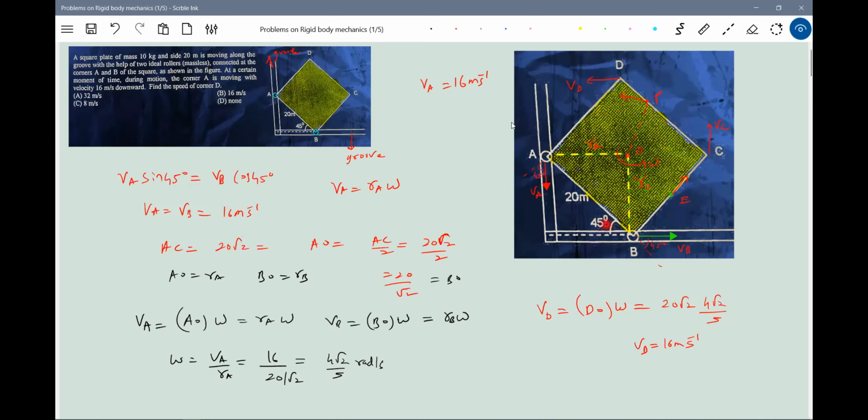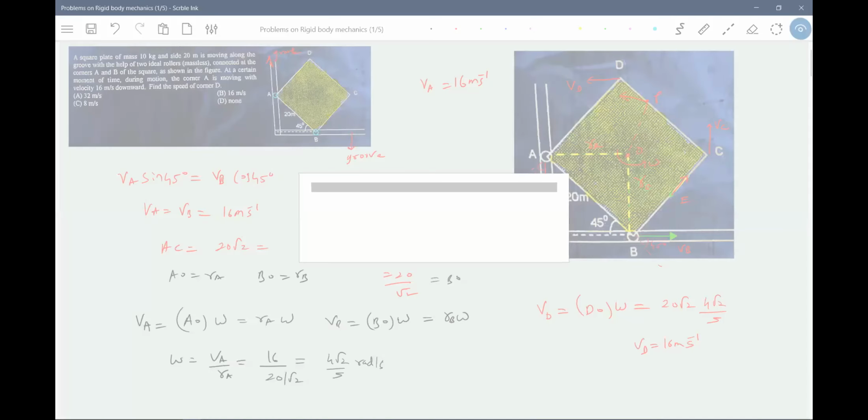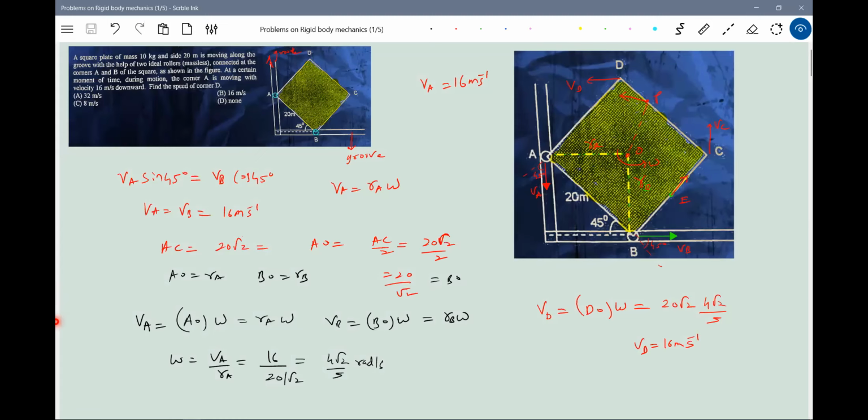Now, if instead of 45 it is 30 degrees, then see the problem. Then VA is not equal to VD. Am I right? If instead of 45 it is 30 degrees, then you cannot write that these two will have the same speed. Moreover, first of all, you don't get it like this. The point will be somewhere here. Very important, please do revise such things, instant center.